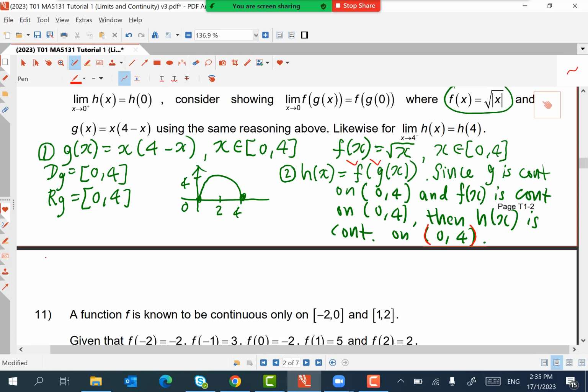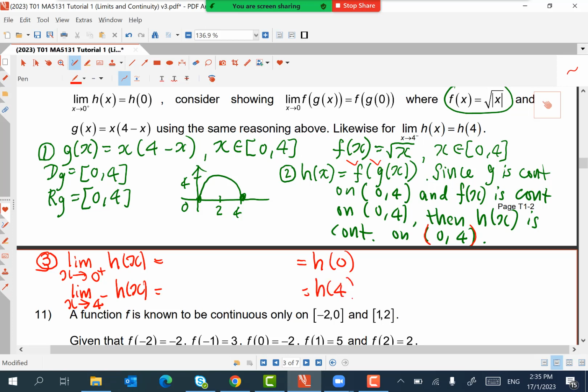Now to talk about the continuity of h(x) in the closed interval at the end of it, we have to show this. Now we check the limit as x tends towards 0 plus of h(x). We have to show that this thing is equal to h(0). We also need to show that the limit as x goes towards 4 minus of h(x) is also equal to h(4). Okay, how do you do it?